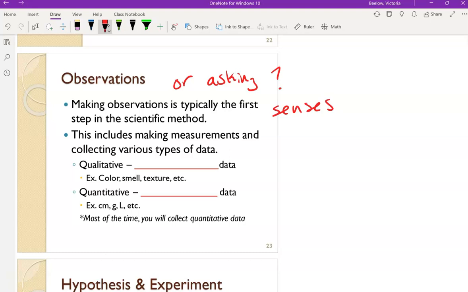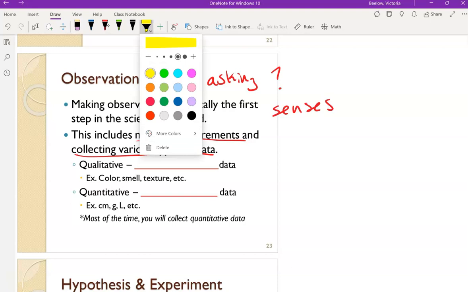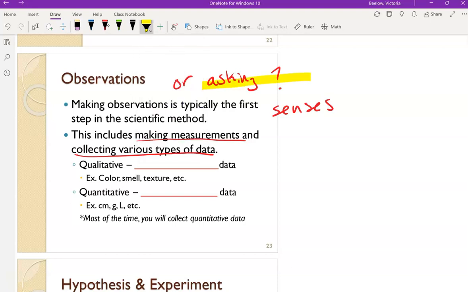As far as the rest of the steps, there might be slightly different variations depending on what you would find on the internet, but generally these are the steps. So this can also include maybe making measurements or collecting data as well. So you're just gathering information, you're noticing something, and typically you're generating some type of a question about it.